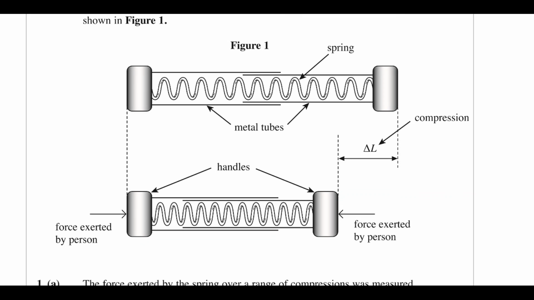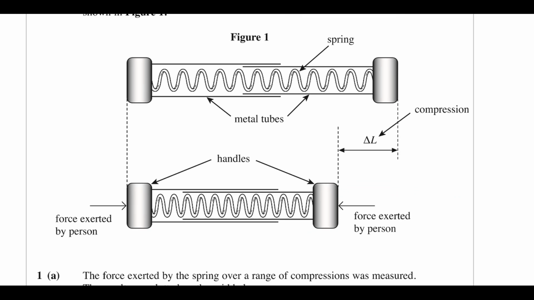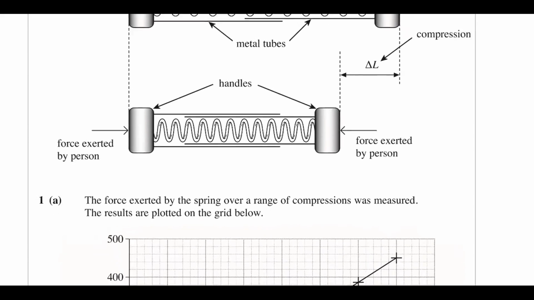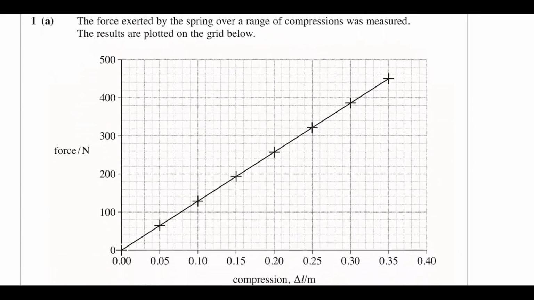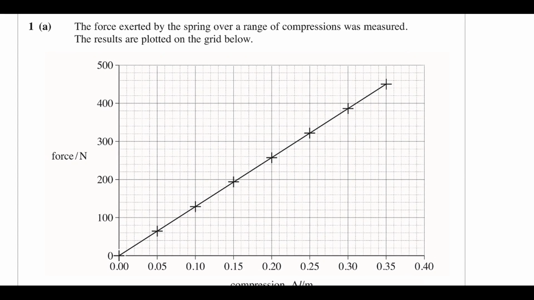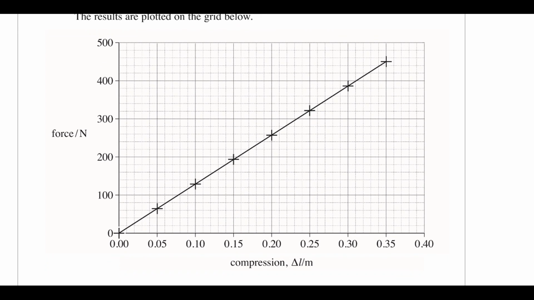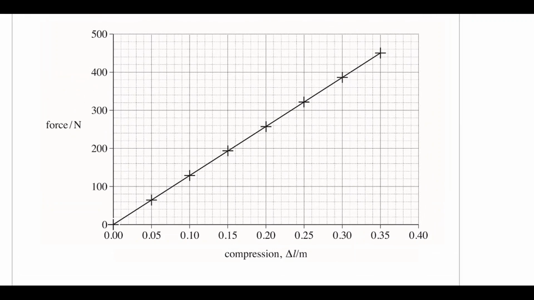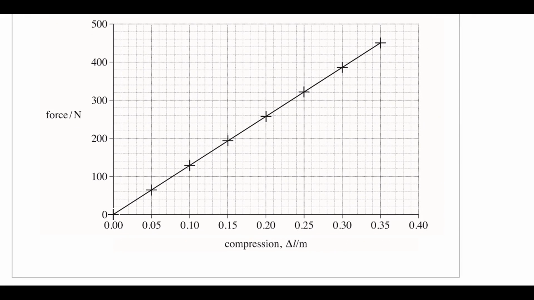So essentially what we're going to do is look at compressing the spring. So that's what we're going to do, so like squashing it together. Okay, so the force exerted by the spring over a range of compressions was measured and the results are plotted, and it's a spring, so surprise, surprise, the force versus delta L graph is a straight line through the origin. Okay, so let's have a look at some of the questions.